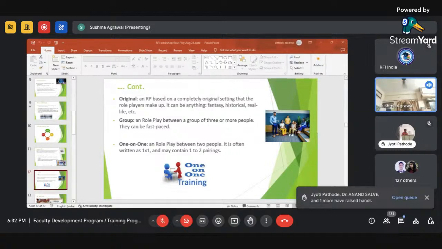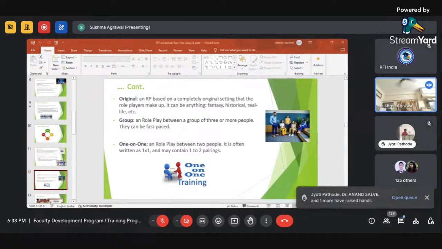The third type of role play is in the form of a group. There is a group formation of three or more people, and they all can communicate and act, while other groups sit and watch them. So here there are more opportunities to overcome our own hesitation and fear factor. It is just like students performing on the stage in our annual fest.